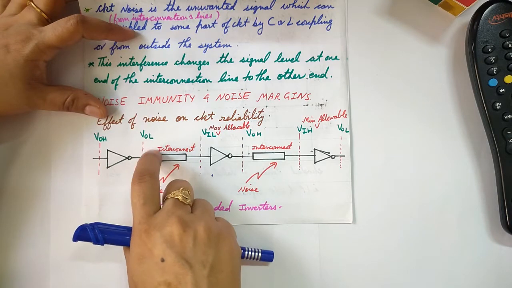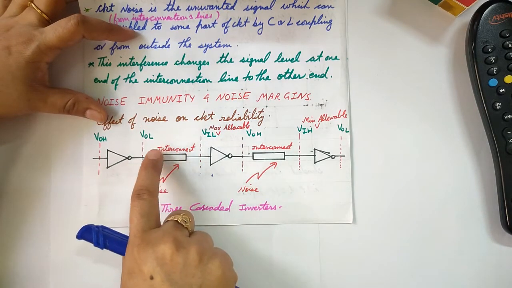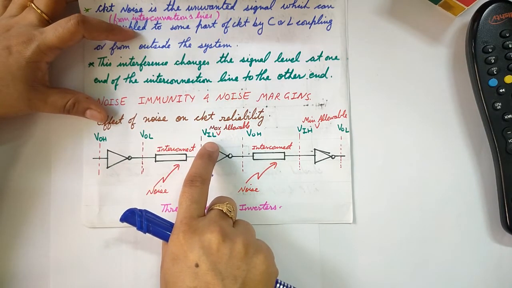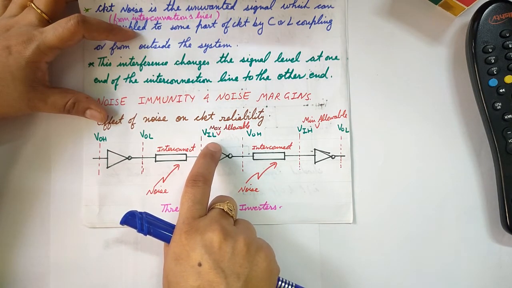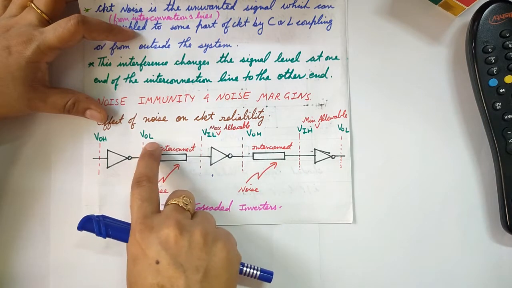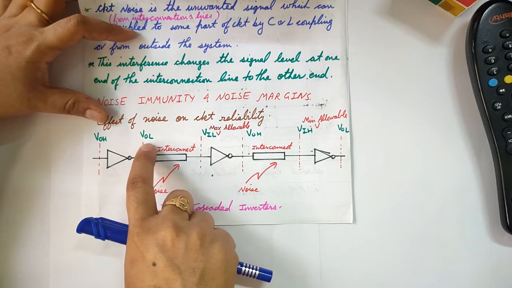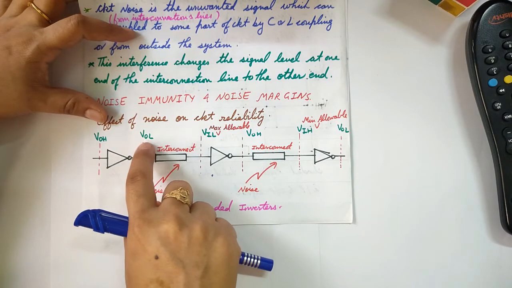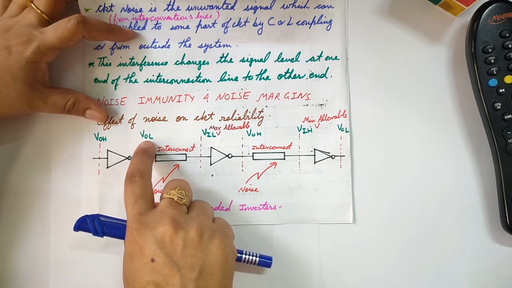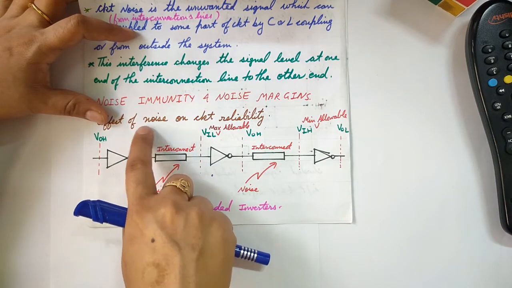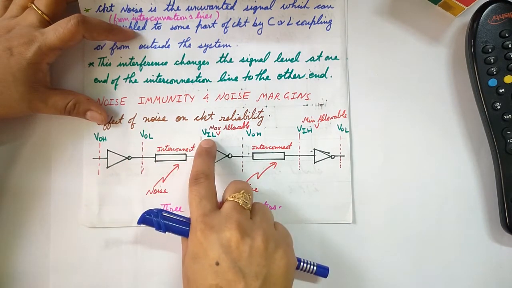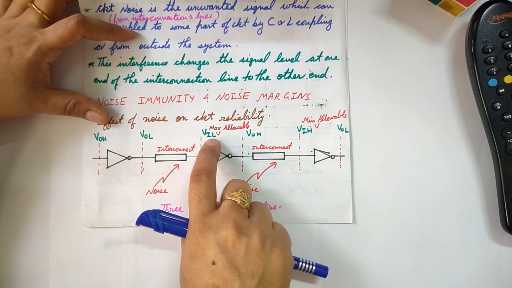So this increase, if it increases and reaches VIL. VIL is the maximum input voltage which is treated as logic 0. Means if we say how much value can this VOL increase to, how much is allowed, so that we get the correct output. So if it increases, it can reach till VIL. This is the maximum allowable input signal which is treated as logic 0.